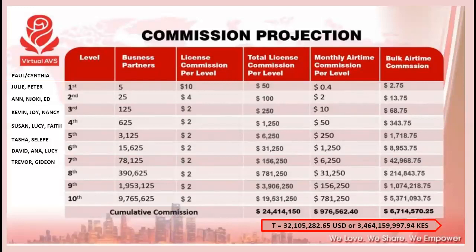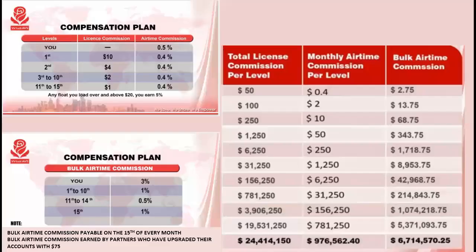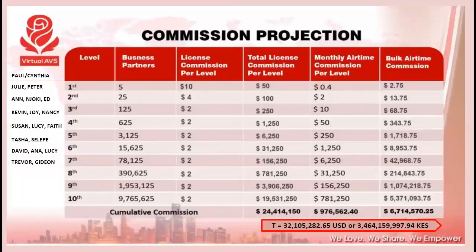So every month, for example, on the 7th level, because you have 78,000 business partners, look at the bulk airtime commission that's coming in every 15th of the month. Every 15th of the month, $42,000 in terms of compensation. So if you get $42,000 for the next 2 years, because the license lasts a good 2 years, will you quit the business, or is it lucrative enough for you to continue?